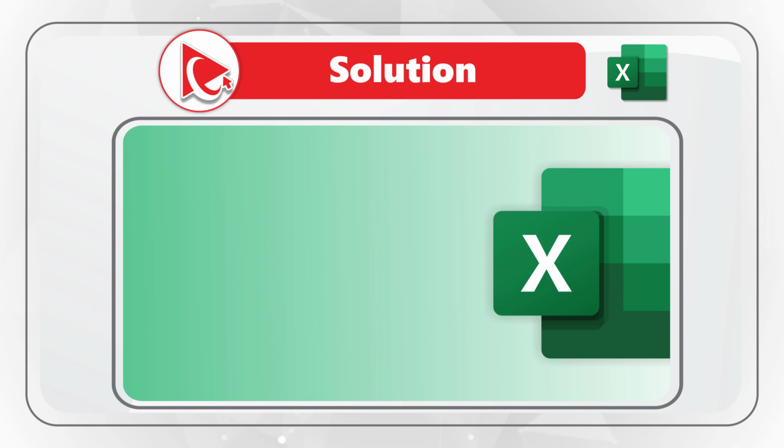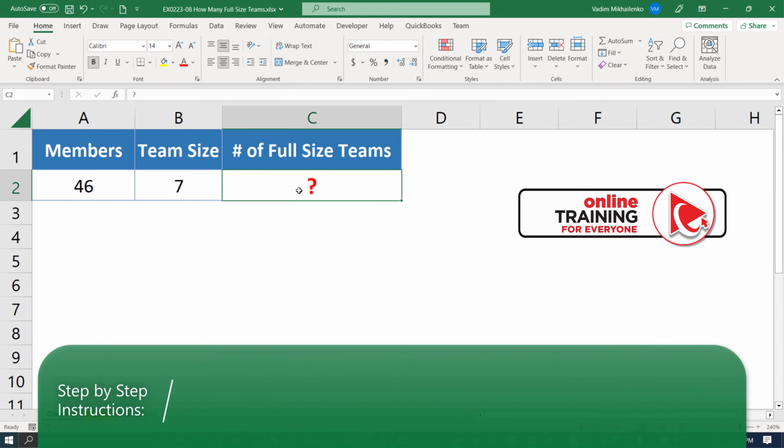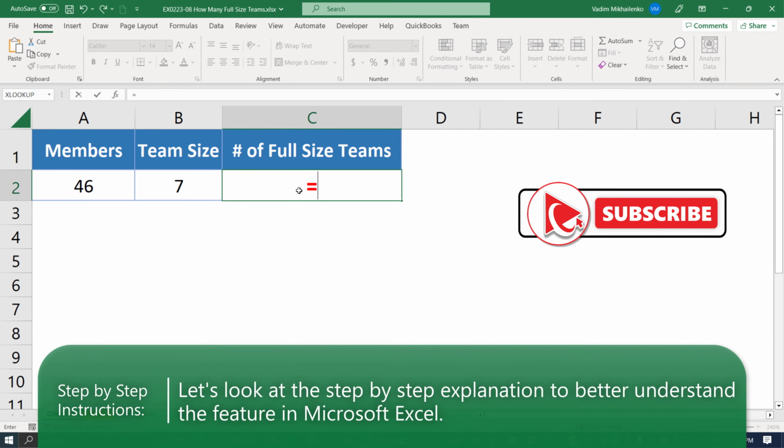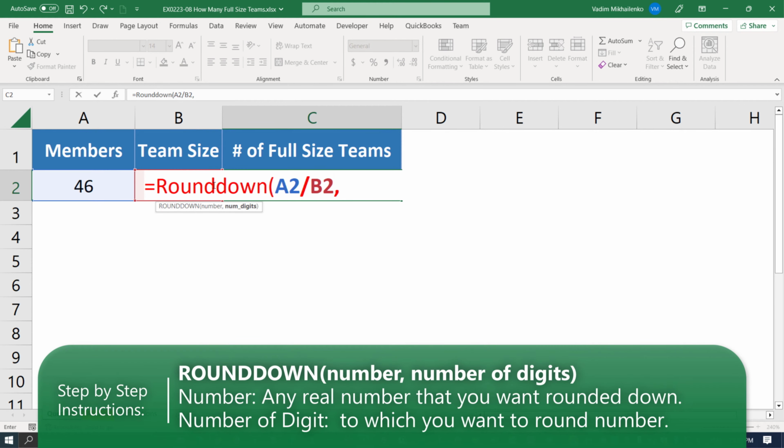I believe the correct answer here is choice B, ROUNDDOWN. And the reason is because to solve this challenge, we need to use an Excel formula which rounds the number down to the nearest integer. To simulate this scenario in Microsoft Excel, let's use the ROUNDDOWN formula. And you can see that it rounds a number down towards 0. And then let's supply the arguments A2 divided by B2. And the second argument, which indicates how many digits we're rounding down to, would be 0.